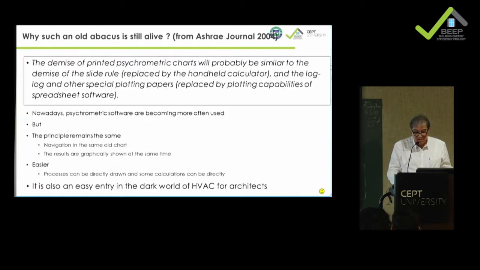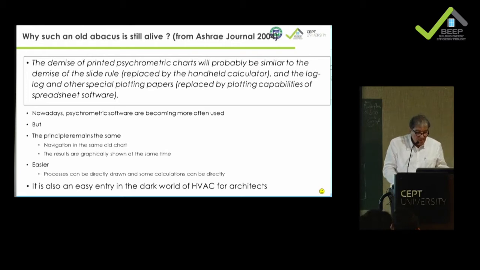Now, of course, the printed psychrometric chart will slowly disappear, even though I think you can still buy the sheets in some shops. Nowadays psychrometric software is used, but actually it uses the method of the psychrometric chart. Some of them are more sophisticated, and you can enter a number of things into them directly. But the principle remains the same. So if you have understood the diagram on paper, you will understand very quickly what happens in the software. And the interesting thing is you are doing some calculation and some graphical description at the same time.